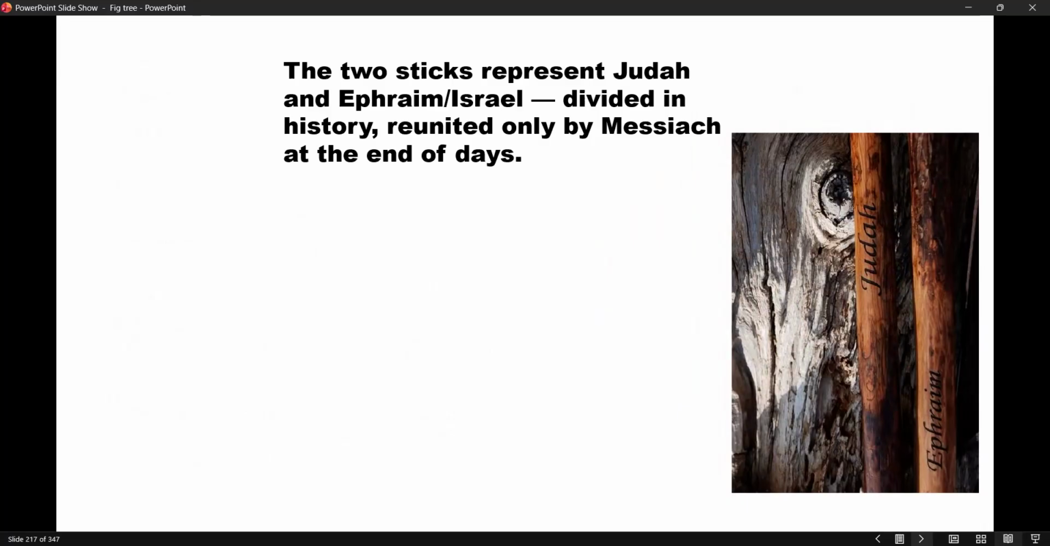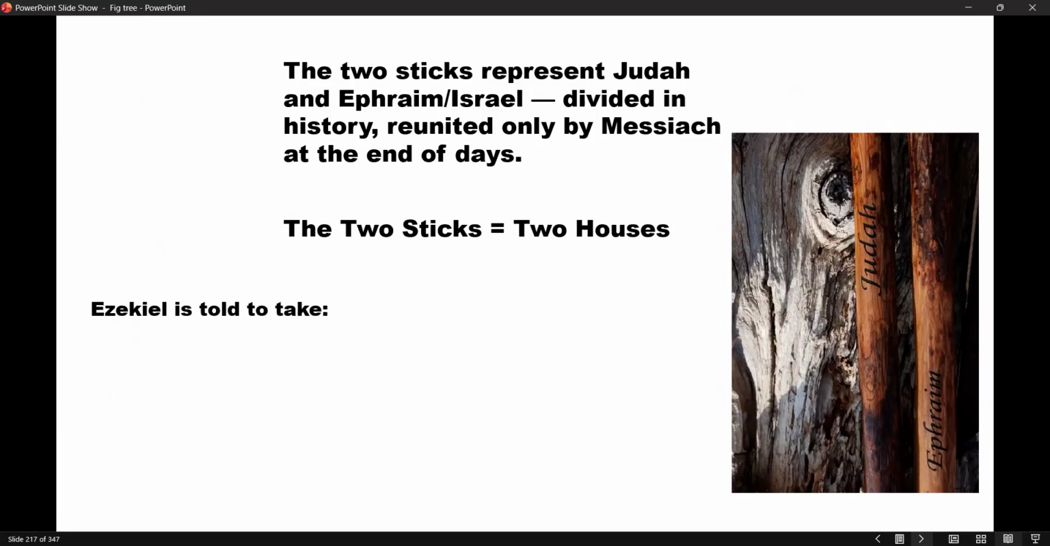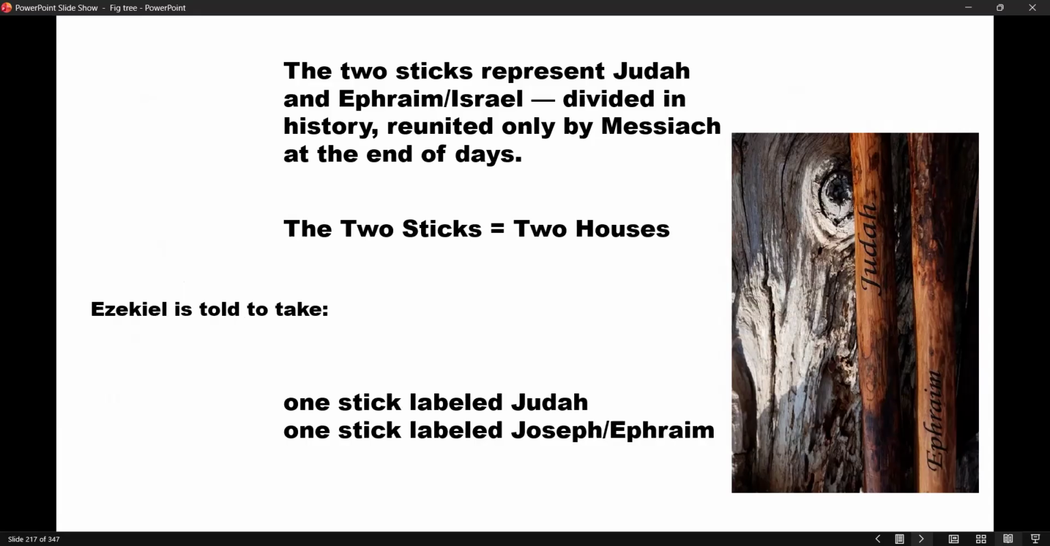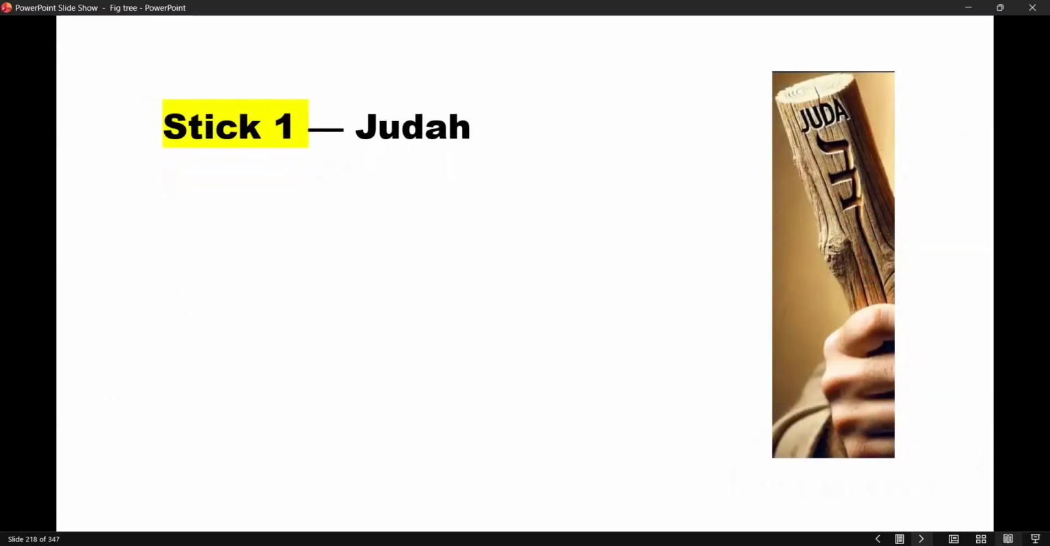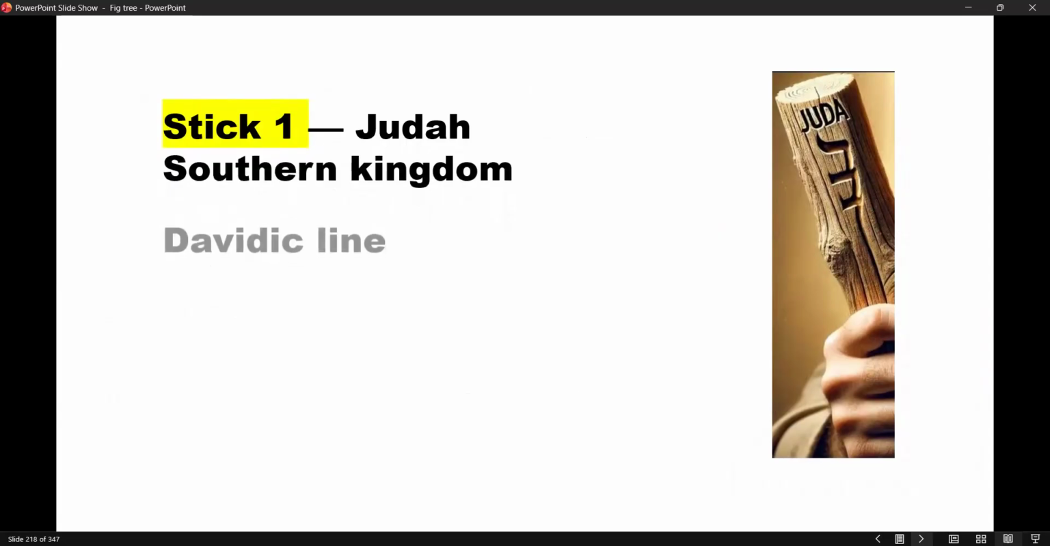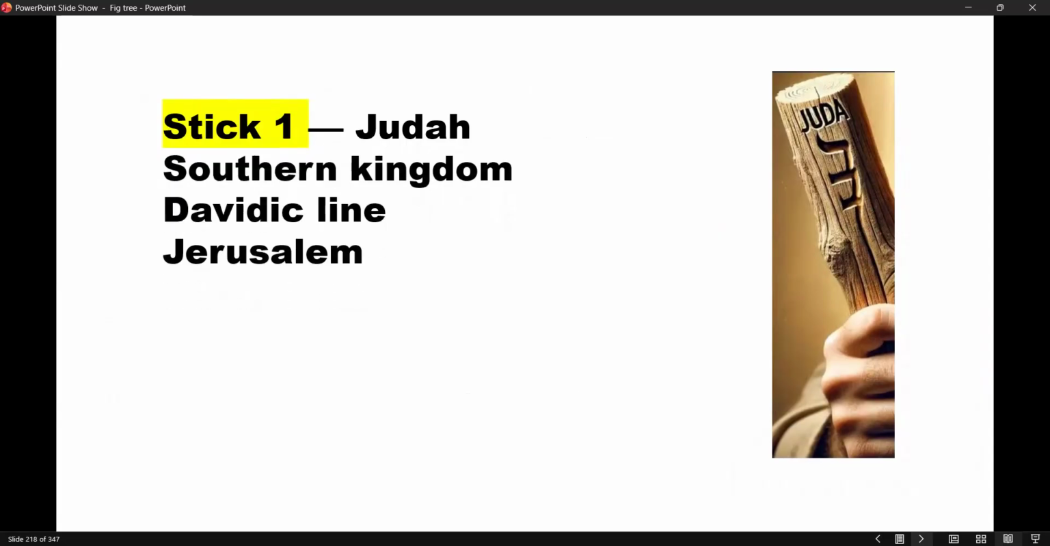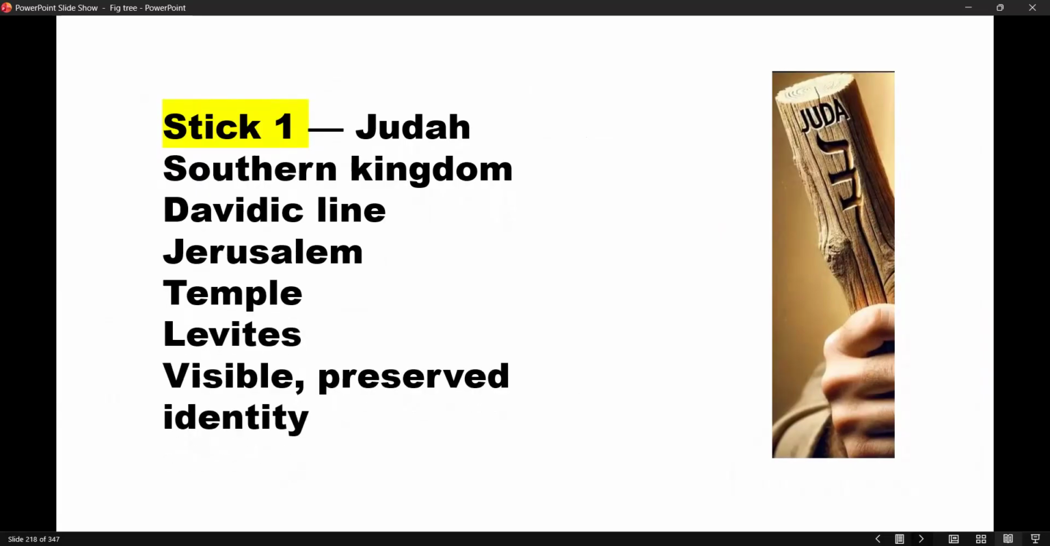The two sticks represent Judah and Ephraim, or Israel, the house of Israel, the northern tribes, divided in history, reunited only by Mashiach at the end of days. The two sticks equal the two houses. He is told to take one stick labeled Judah, one stick labeled Joseph or Ephraim. So stick one, Judah: the southern kingdom, Davidic line, Jerusalem, temple, Levites, visible preserved identity. Right, that was one house.